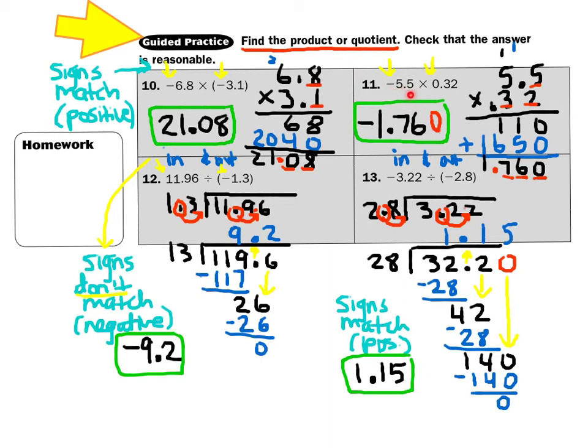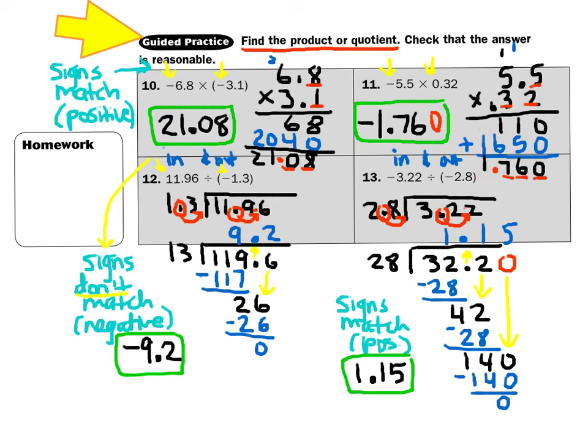I have negative 5.5 times 0.32. So I put the 5.5 on top, the 0.32 on the bottom, and I multiply. 2 times 5 is 10, and I carry the 1. 2 times 5 is 10 again, plus 1 is 11. And then I put my 0 as my placeholder, and then I multiply the 3. 3 times 5 is 15, and I carry the 1. 3 times 5 is 15, plus 1 is 16. And I add them up. 0 plus 0 is 0. 1 plus 5 is 6. 1 plus 6 is 7. And then I bring down the 1.